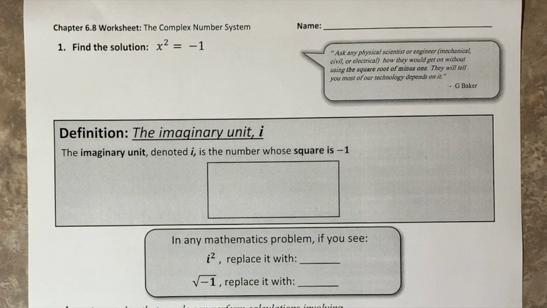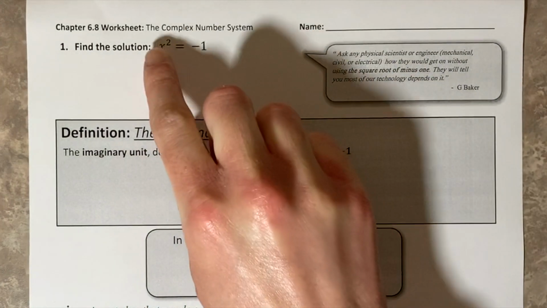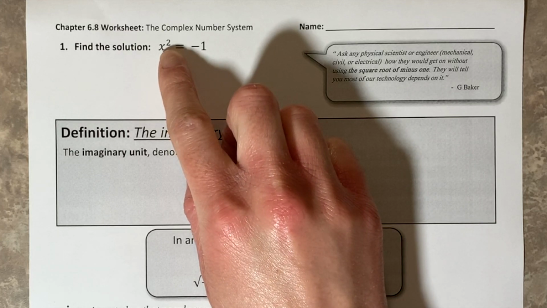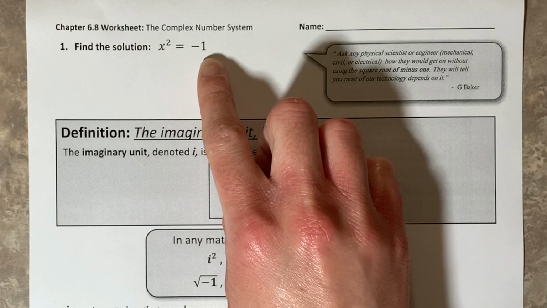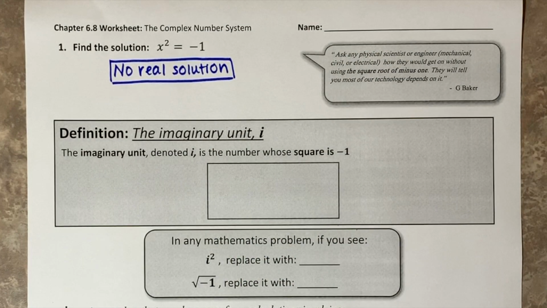There is no solution to this problem, and that's because whenever you square a number, you always end up with a positive answer, so it's impossible to square a number and get -1. Notice I put here no real solution because there is no solution in the real number system. And just a reminder, real numbers are all of the types of numbers we've seen so far. Real numbers include whole numbers, integers, fractions, decimals, and even irrational numbers like pi.